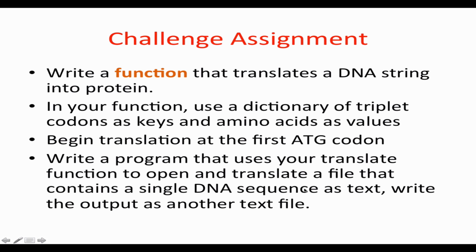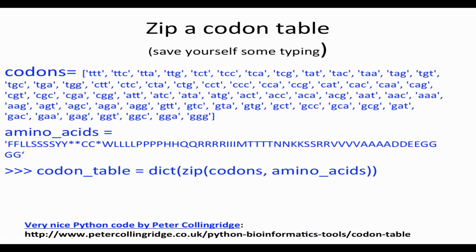Write a program that uses your translate function. So first you have a translate function, and then use your translate function to translate a file which you will receive as text. So you'll have to read that file in your program. The program should be flexible so that it could read any file. So you take the file name as input that contains a single DNA sequence as text and write the output to another text file. So here's help to this program.